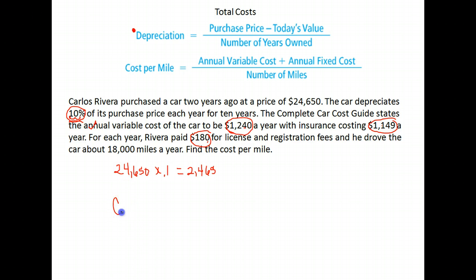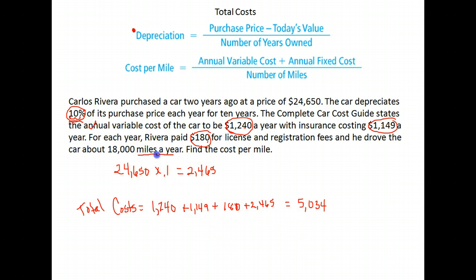So again, what we need to do is total the costs. We had $1,240 a year for variable, $1,149 a year for insurance, $180 for license, and then we just found out that it depreciates $2,465 each year. Let's total that to find our costs. We get $5,034. We want to divide that by the number of miles.